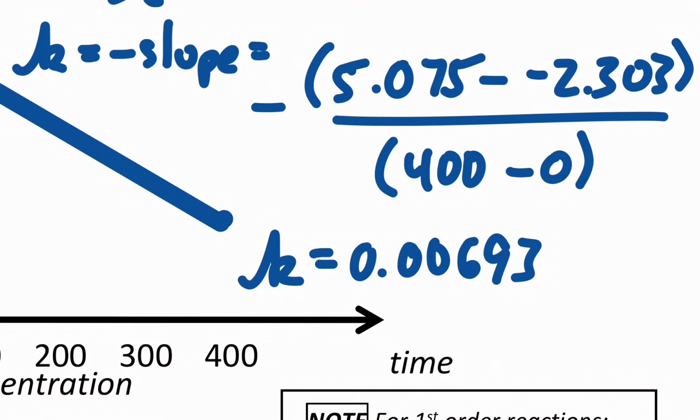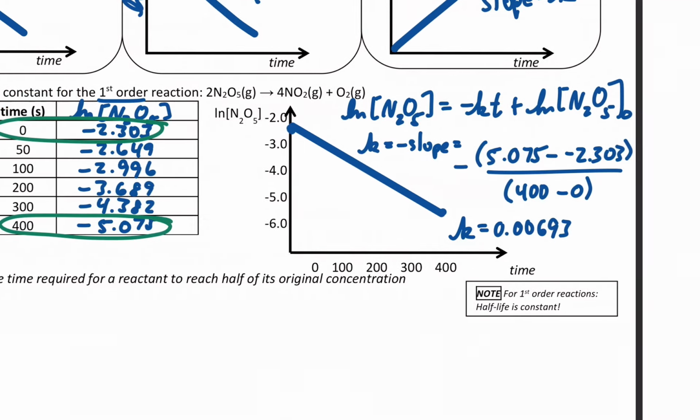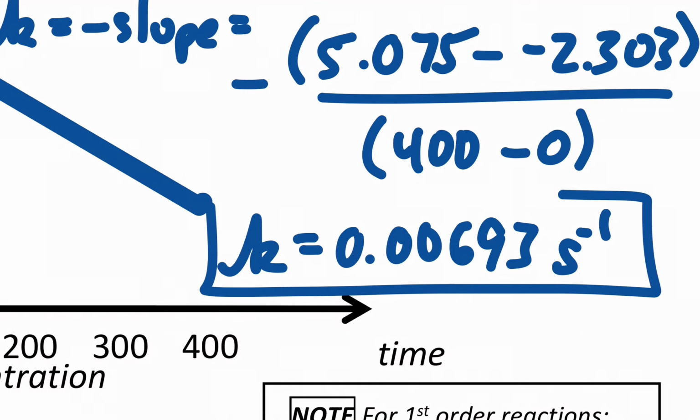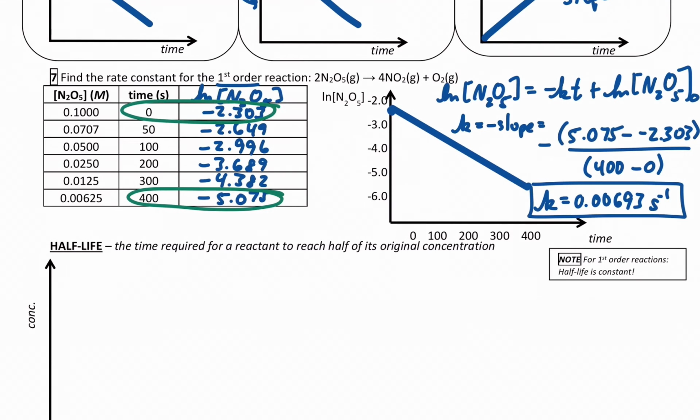Apparently a very slow reaction. And I'll just check what my units are. It looks like the time is in seconds. So this first order rate constant will be in inverse seconds. We had some homework problems on the previous unit that practiced looking at what the units were for different rate constants. They depend on the order.